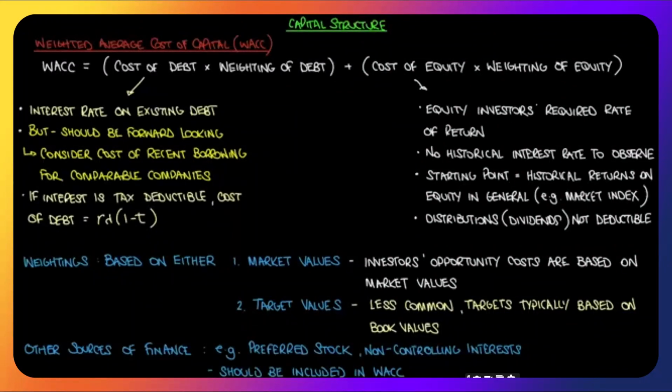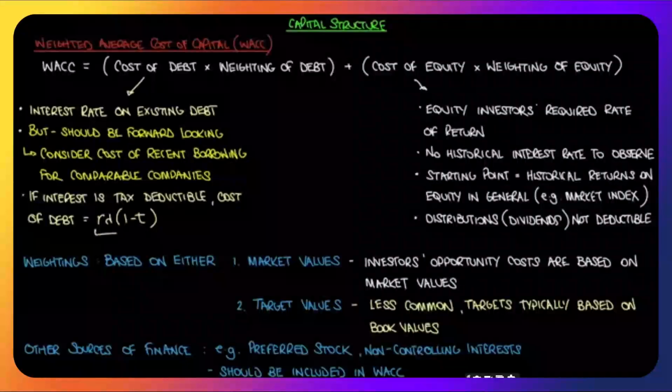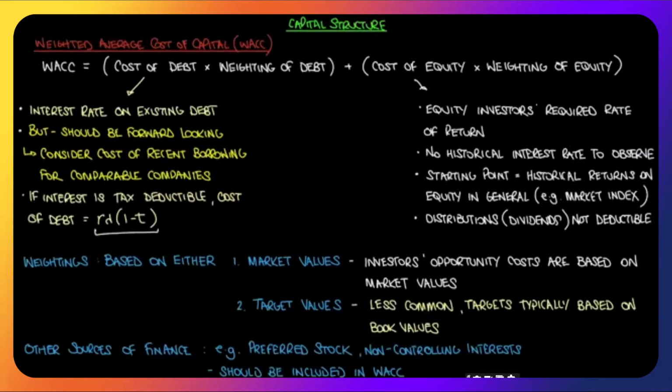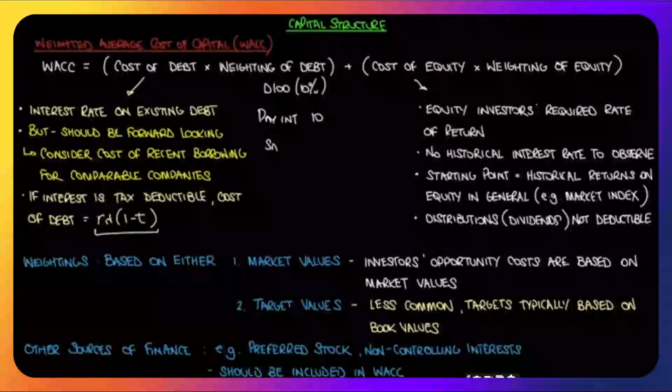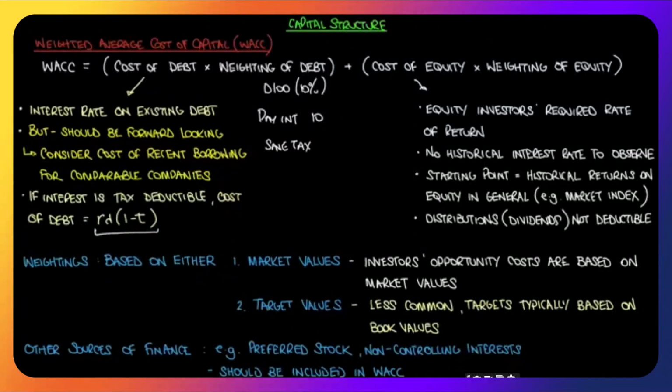Secondly, if interest is tax deductible, the cost of debt is reduced. It will be RD into 1 minus T. Why? Very simple example. If you pay out interest of 10, let's say your debt is 100 and it's 10%, so you're paying interest of 10. If that reduces your taxable income by 10 because it's deductible, it will save you tax. It will save you tax at, let's say, e.g., the tax rate is 30%.